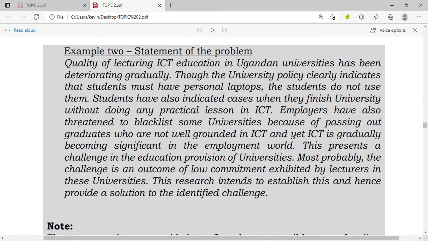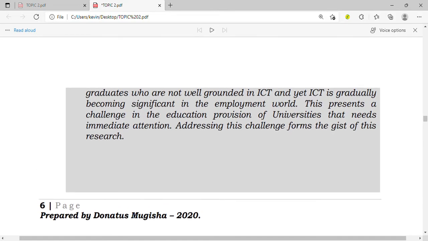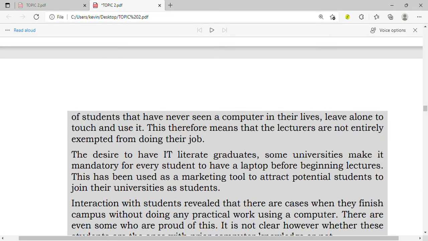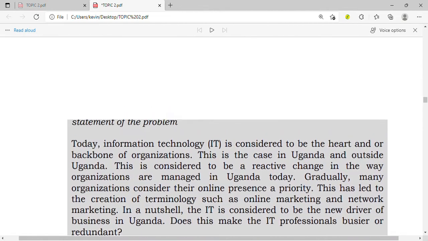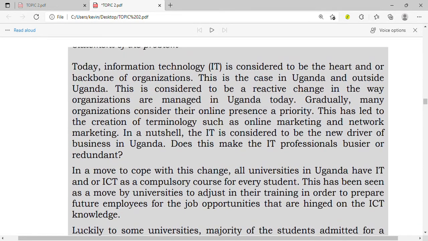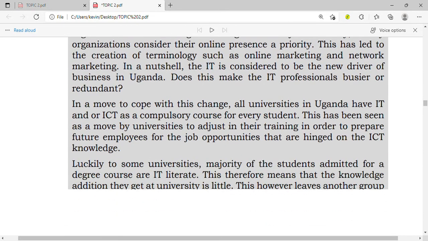So these are the two examples of how you can state a problem. It's something like a summary of the whole essay, because the whole essay is explaining the problem, what students are going through, what university students are facing, in regards to information technology. So you read the whole case and then summarize what you've understood.